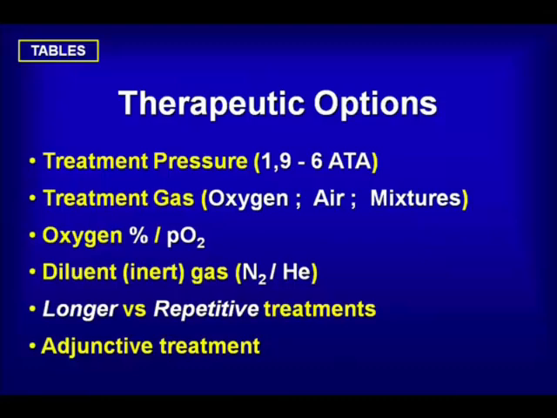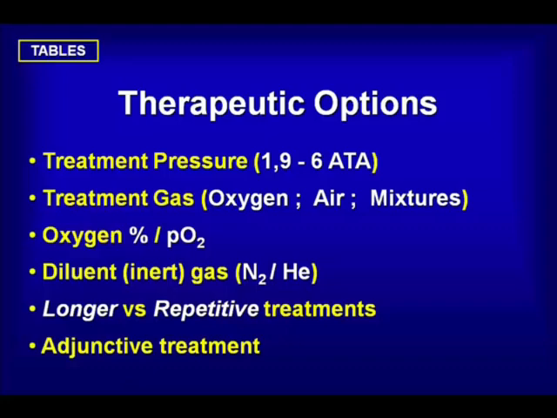In making the therapeutic choices when treating a diver under pressure, there are treatment pressure ranges between 1.9 and 6 atmospheres, so essentially 9 meters to 50 meters, breathing either air or, in certain cases, oxygen or mixtures of oxygen and nitrogen or oxygen and helium. The treatment gas is adjusted because oxygen becomes too toxic, and therefore other mixtures are required in order to allow greater depths or greater pressures of treatment.